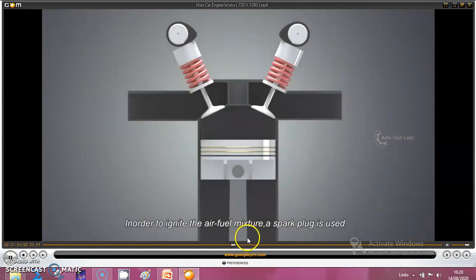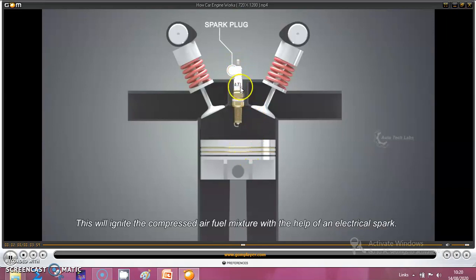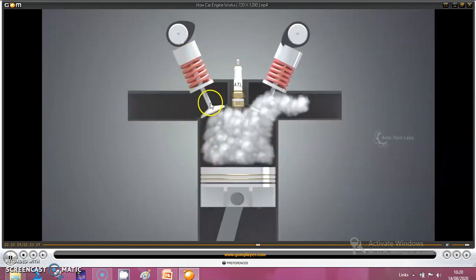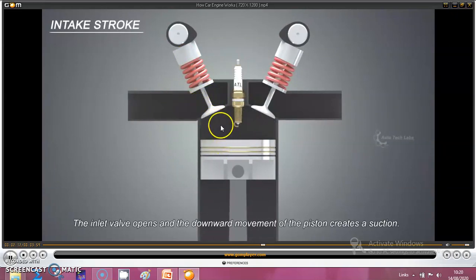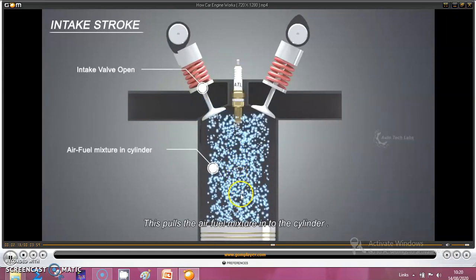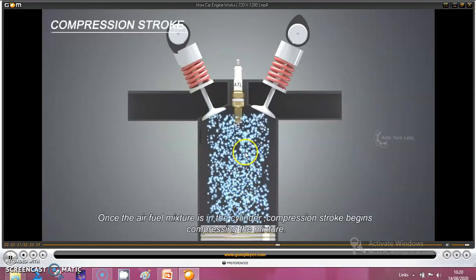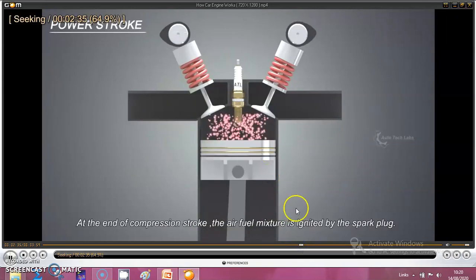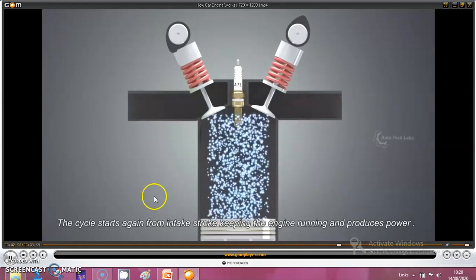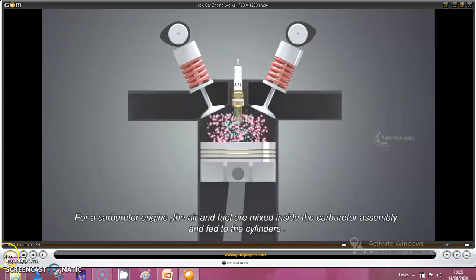And let us see the working of a single cylinder. This is a spark plug. Then during this inlet stroke, this valve opens and the fuel and air enter inside this, and then it is a compression stroke, and then we have this expansion and finally the exhaust. So this is how the engine works.